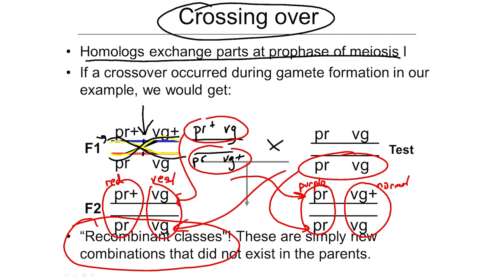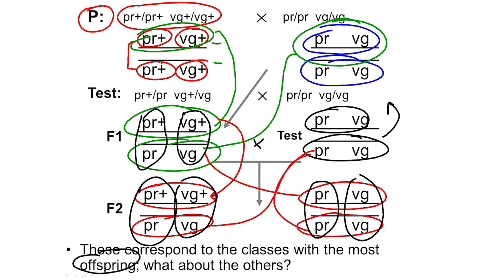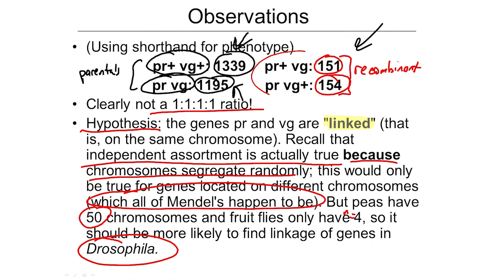These are exactly new combinations that didn't exist before in the parents, and if we go back and look at the data, that's these guys over here, right? PR plus VG, red and vestigial, purple and normal. Those are the recombinants, and those were present in a low frequency, and now we know why. Only these came about when a crossover happened during meiosis between those two loci in the parent.